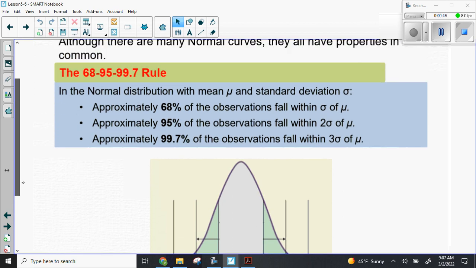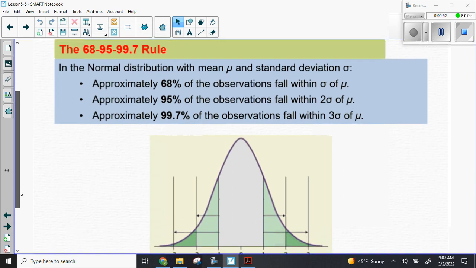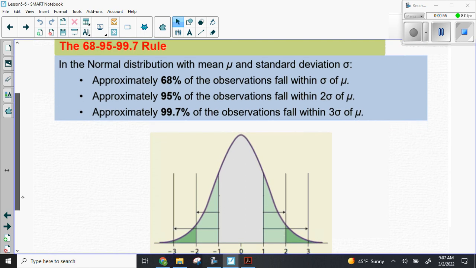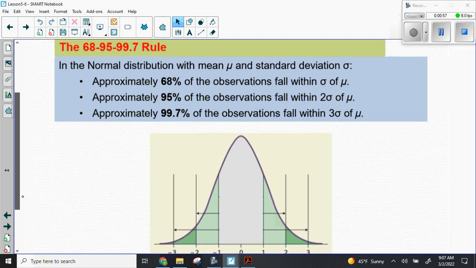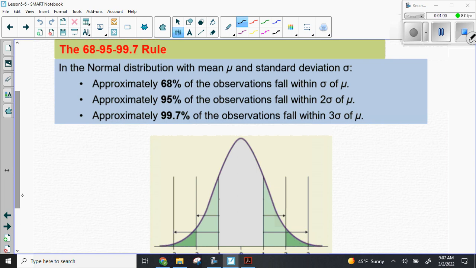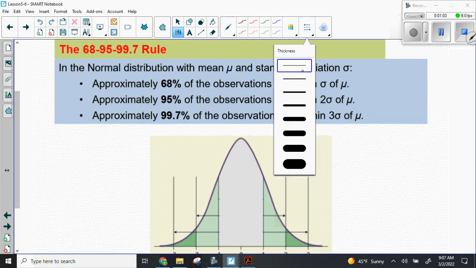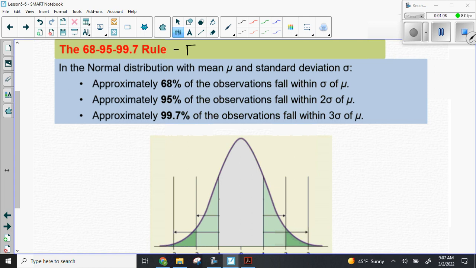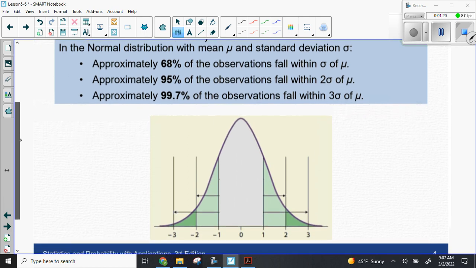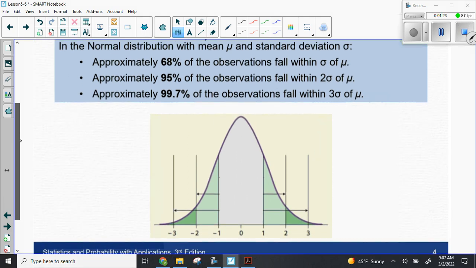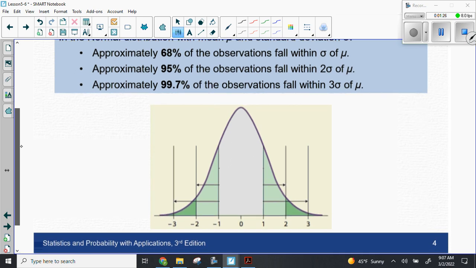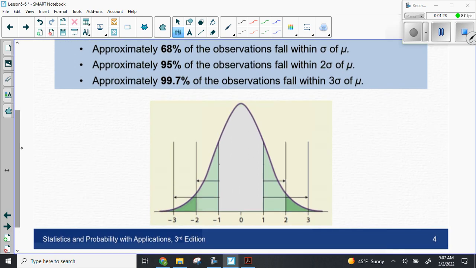This is what it looks like, and it has the 68, 95, 99.7 rule. I'll refer to this as the empirical rule, because it's easier to say. It tells you that 68% of data or observations are within 1 standard deviation of your mean, 95% are within 2 standard deviations of your mean, and 99.7% are within 3 standard deviations of your mean.